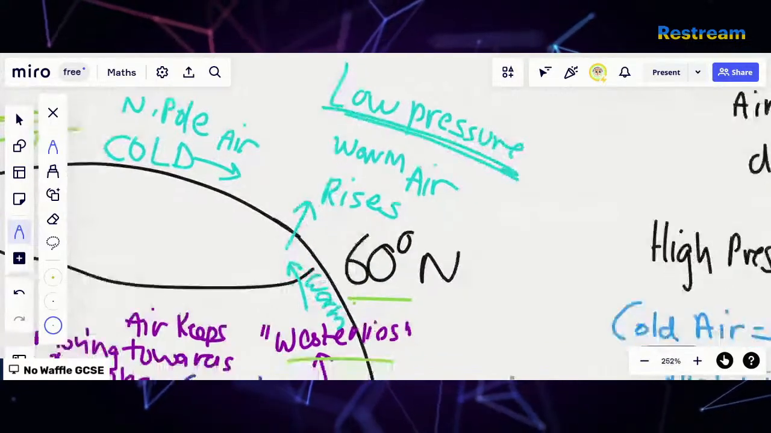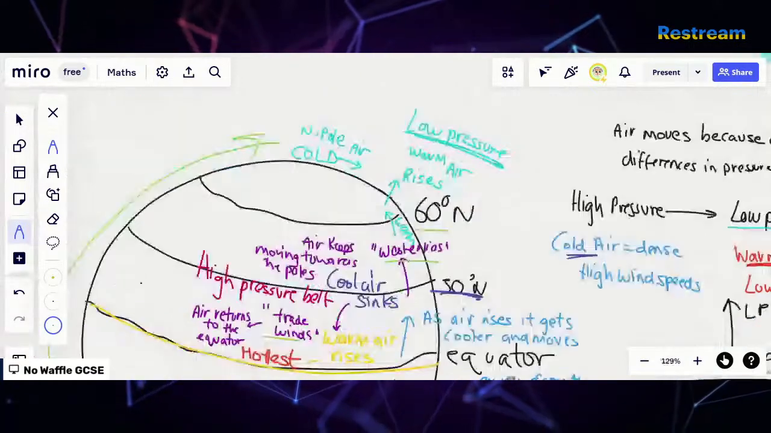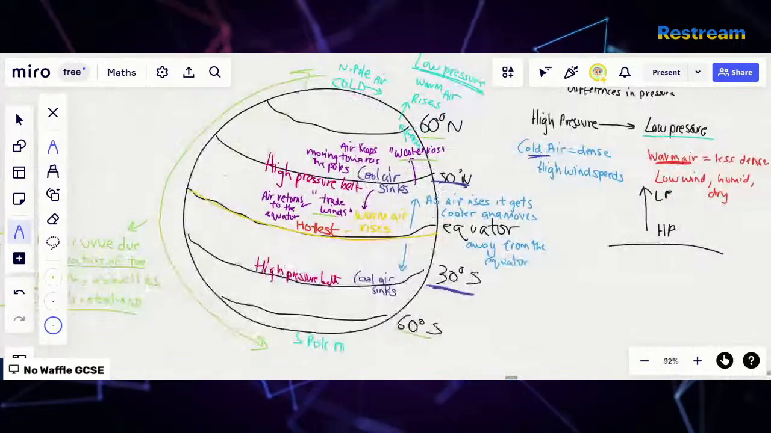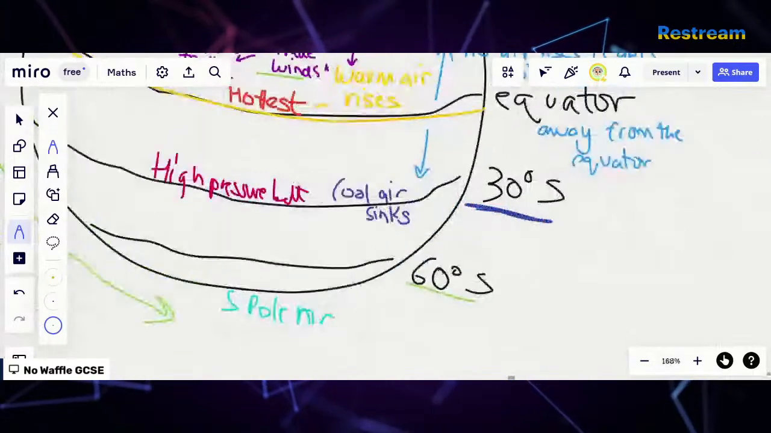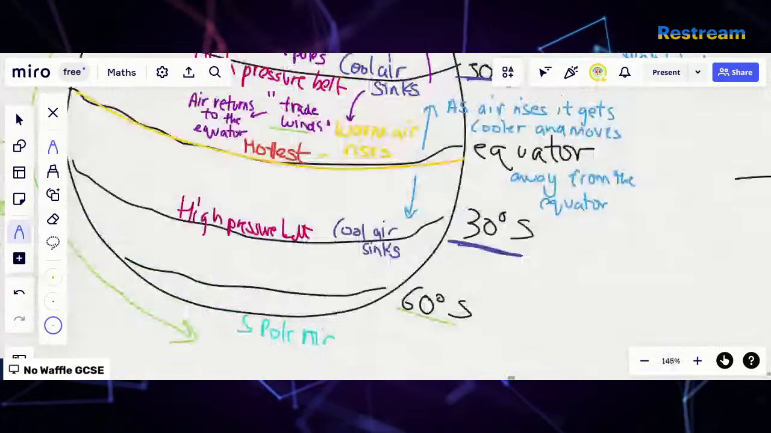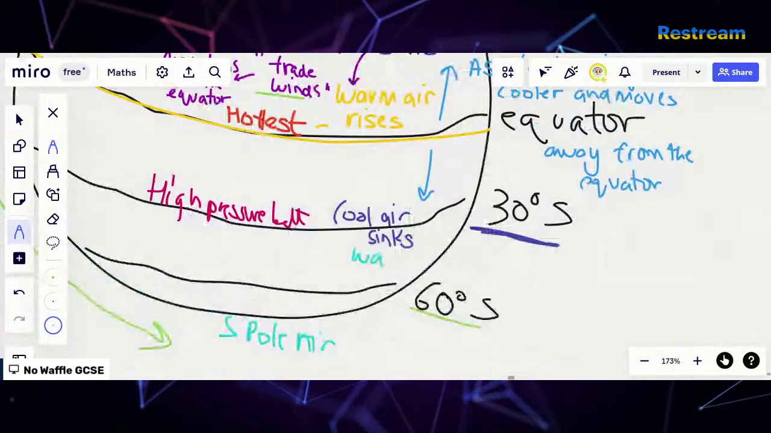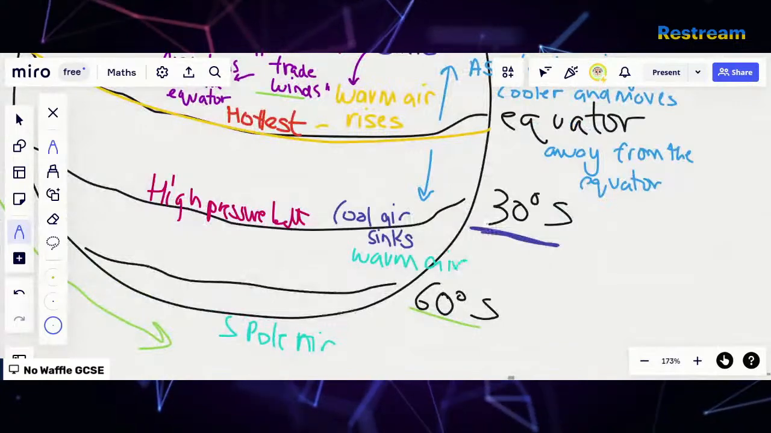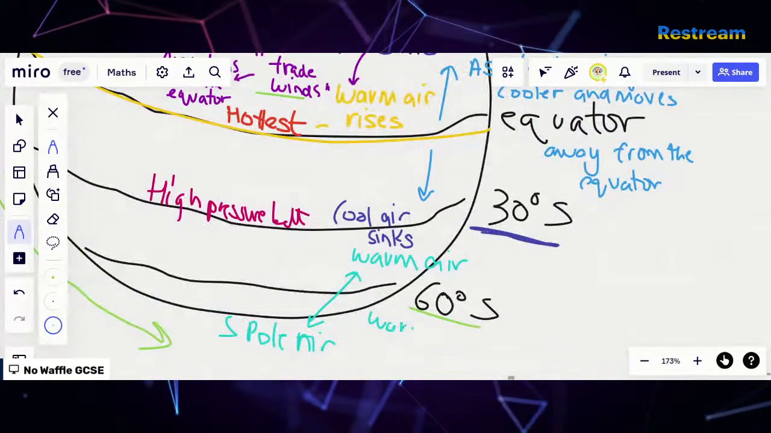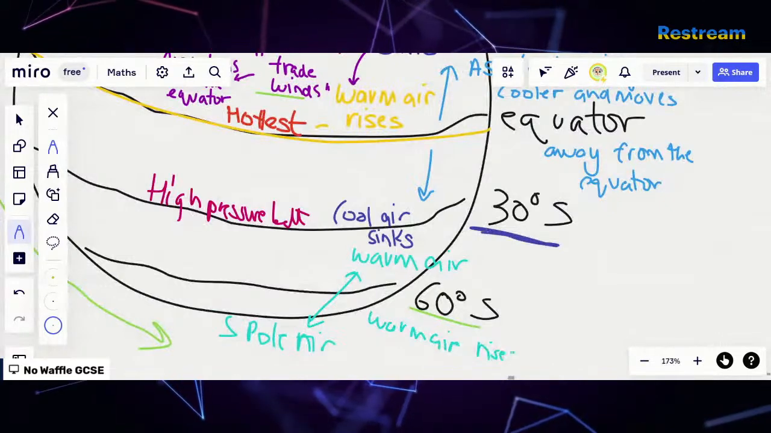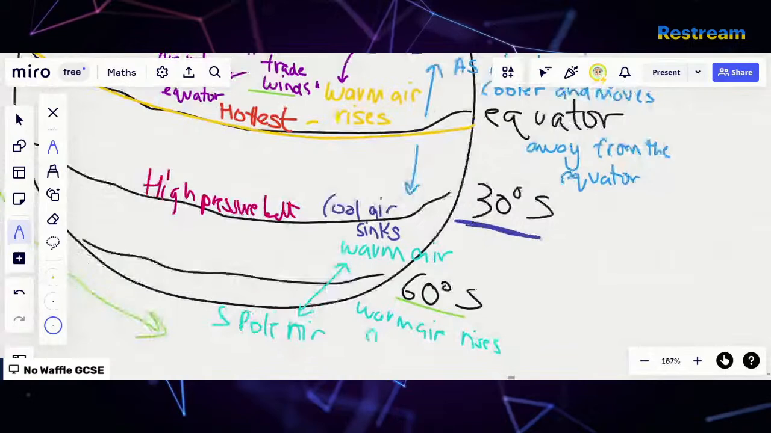Now the same thing happens at 60 degrees south. The South Pole air is meeting with the warmer air from here, with the warm air from 30 degrees south, and when they meet, the warm air rises because there's more warm air, creating low pressure.